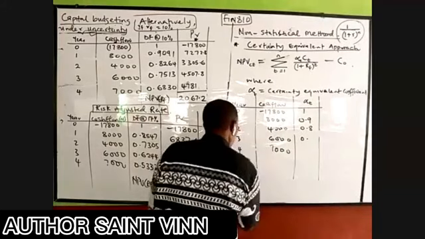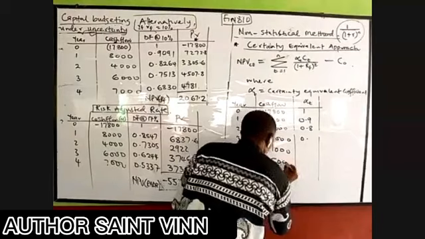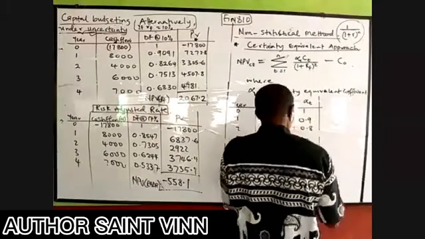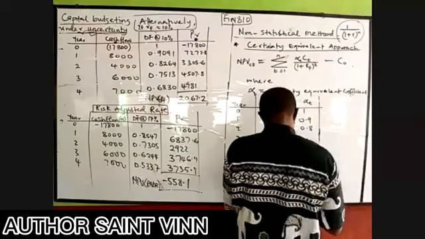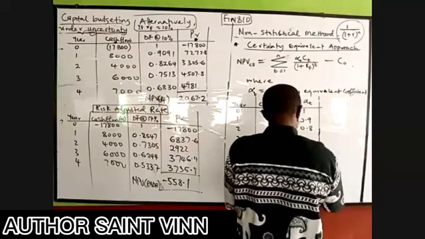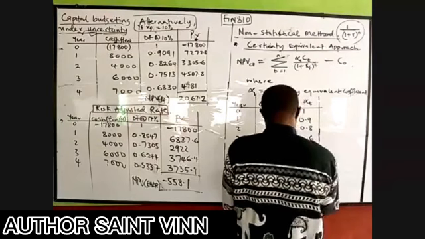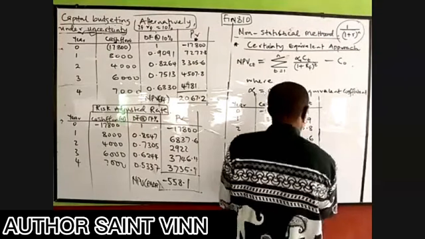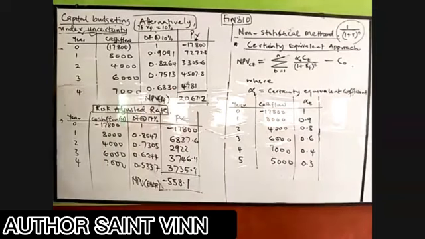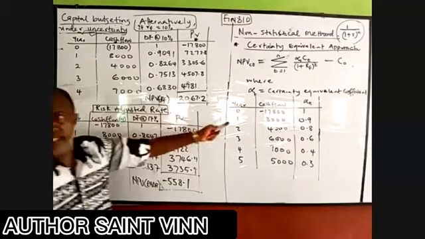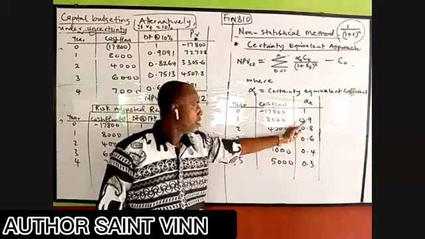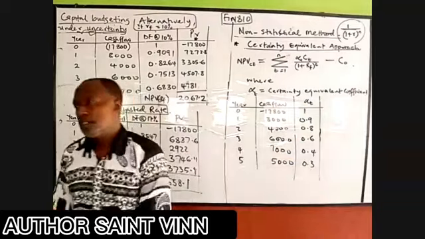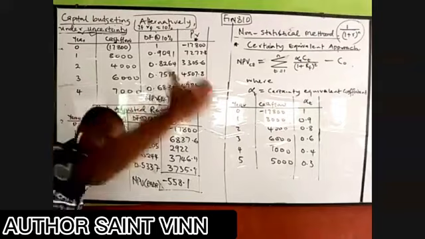Okay, let's make it here 5. Let me add one more to make it strong. Then 0.9, 0.8, 0.6, 0.4, 0.3. Those are the certainty equivalent coefficients. This one is always 1. It can't change, it's constant. The other ones range from 0 to what? 1.